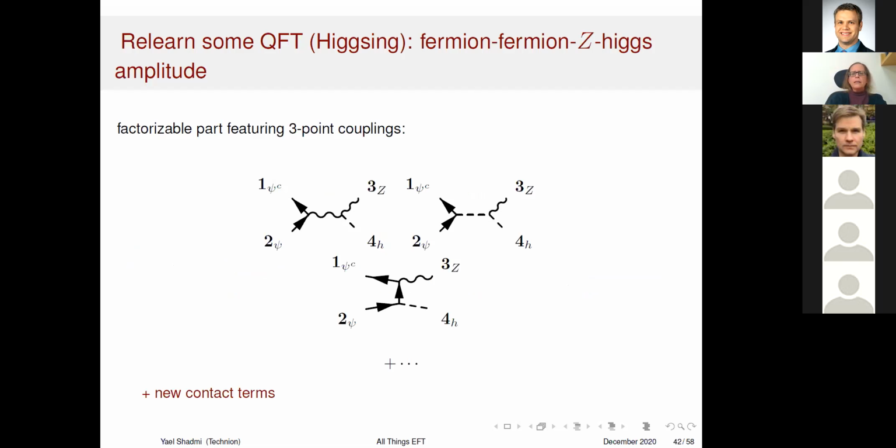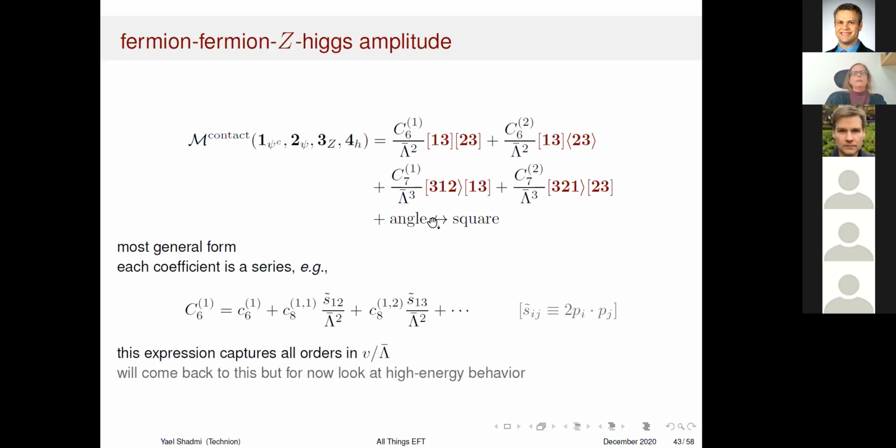Okay, so let's look at the last example, one with a fermion, Z and the Higgs. So there's first of all a factorizable part where we glue together the 3-point amplitudes. So this features all the 3-point couplings that we saw before. Plus there are 4-point contact terms. So these are the contact terms in this case. Again, these guys are completely determined by the little group up to some coefficients. And the coefficients, again, are given as expansions in the SIJs. And again, in this case, the expression that we have here captures all orders in the V over lambda expansion. So the coefficients contain the derivative expansion, but the spinor structures here contain all the V over lambda expansion.